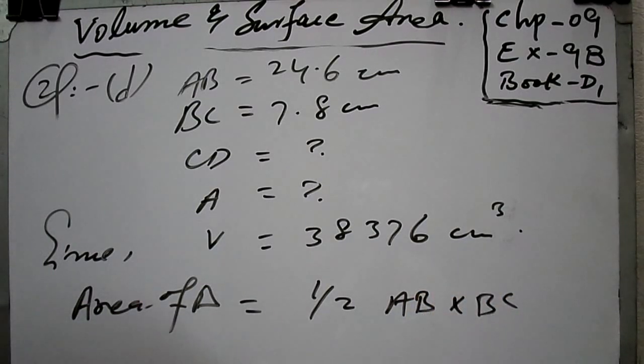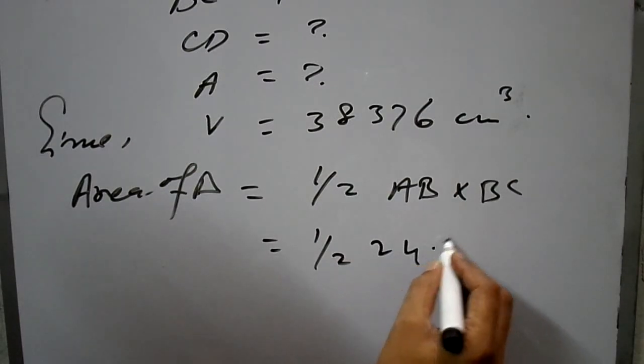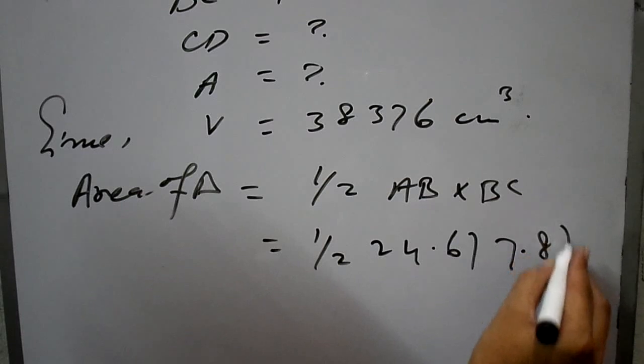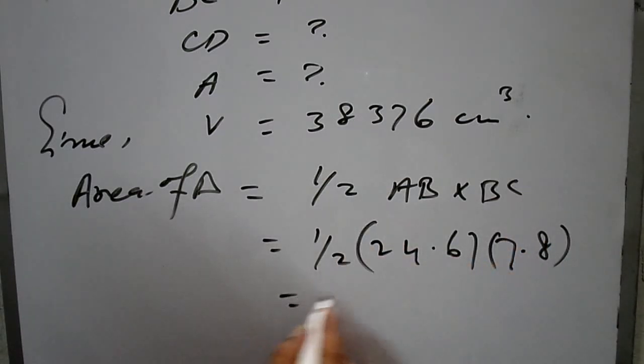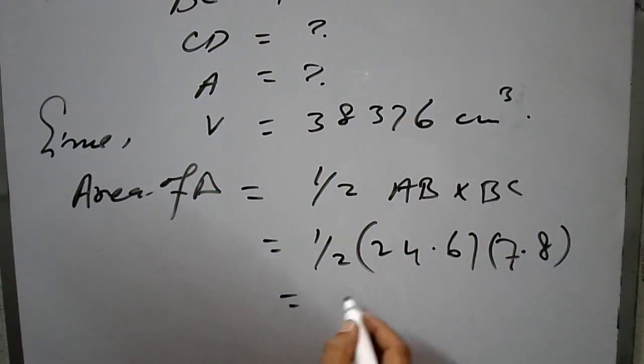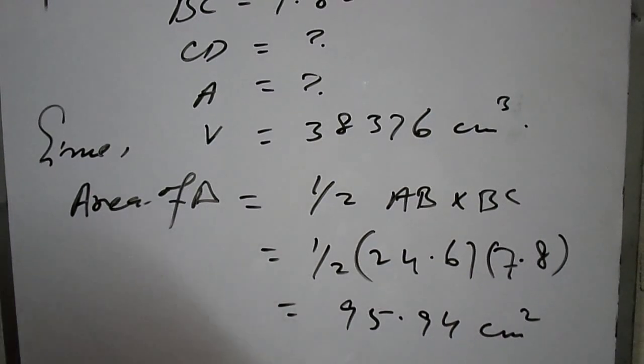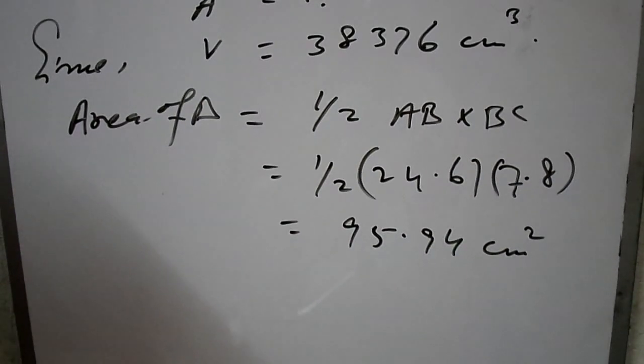You can see here the area is not given to us, we have to find it. So half, what is the value of AB? AB is 24.6 and that is 7.8. So these values are given to us. After simplification you get 95.94 centimeter square. So that is your area of the triangle.